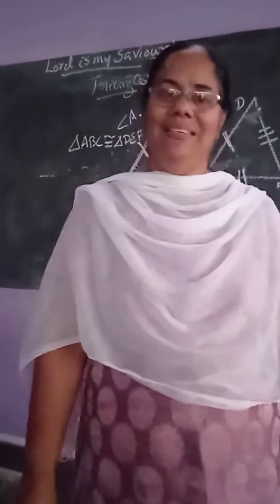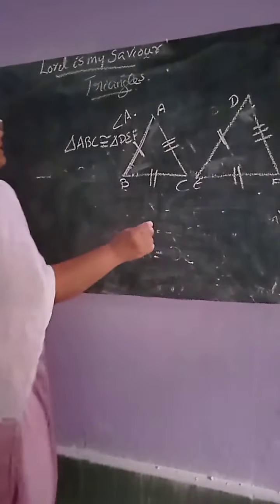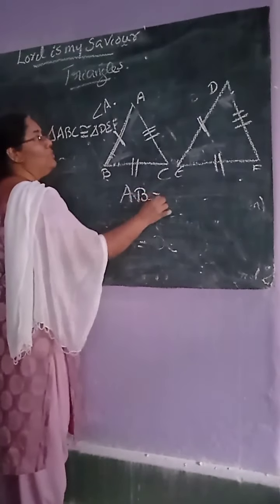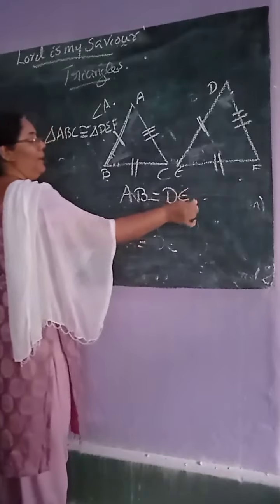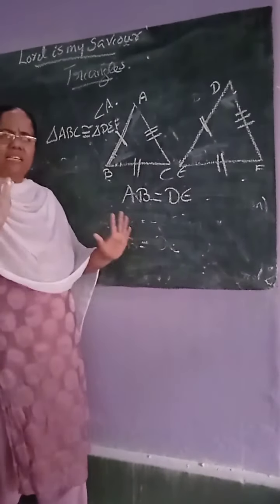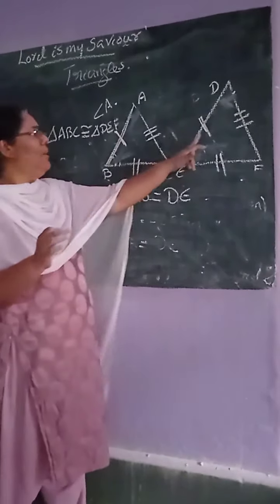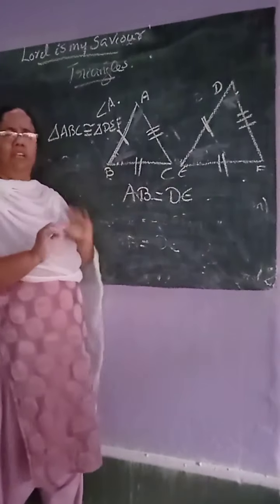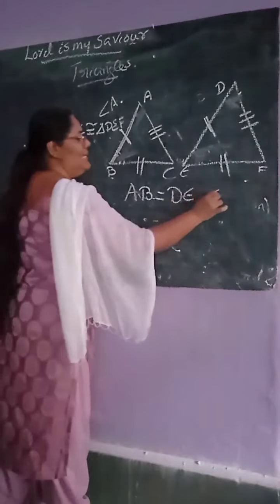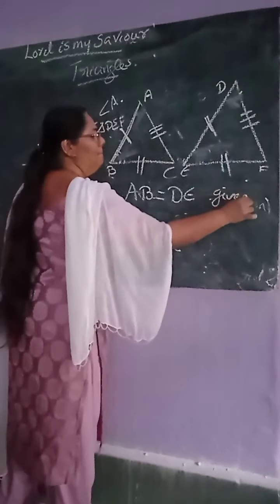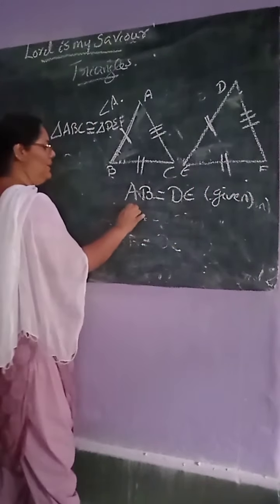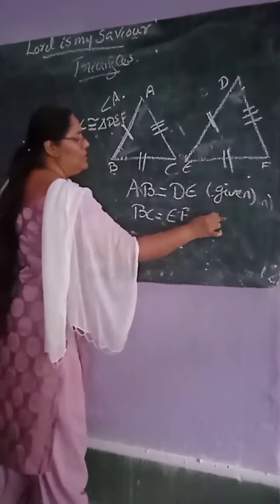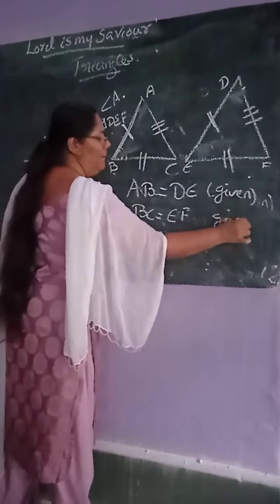Okay, we can write, what is the first one? AB is equal to DE. From the figure itself, that is given. Here one line, here one line. Very simple. That means AB equals DE. What is the reason? The reason is given. What about the second? BC is equal to EF. That is also given in the question.